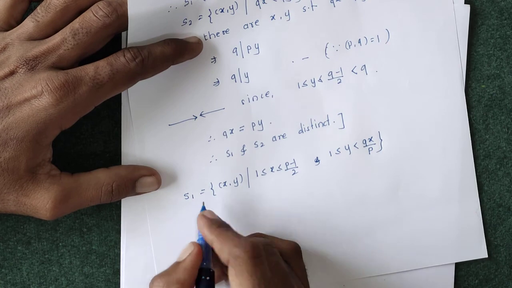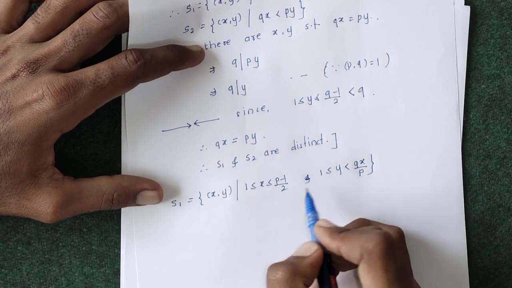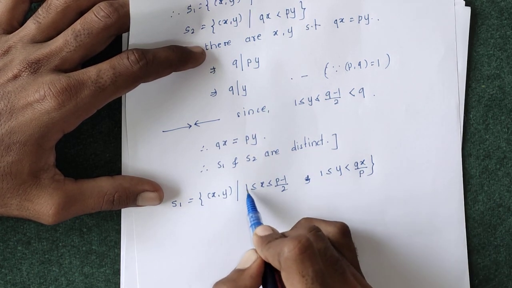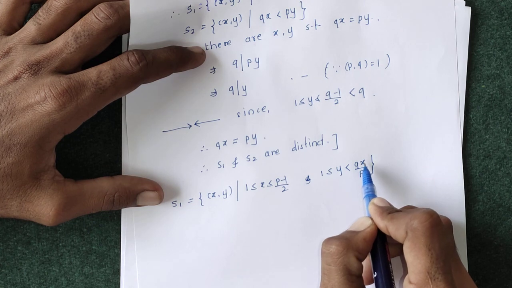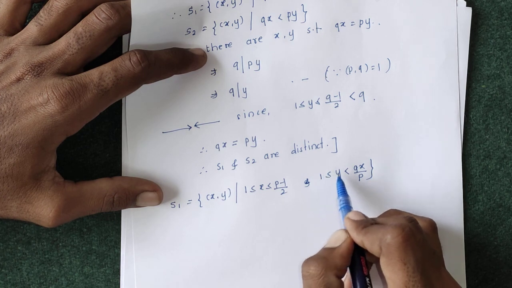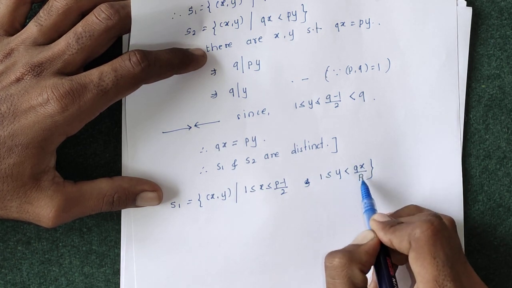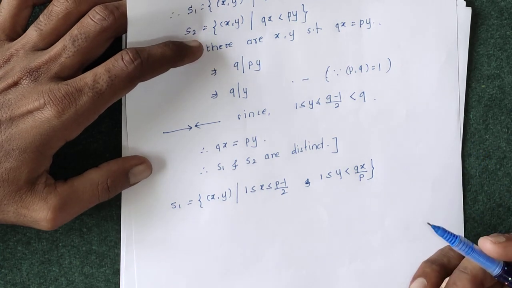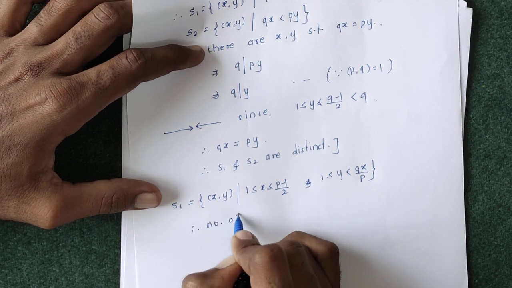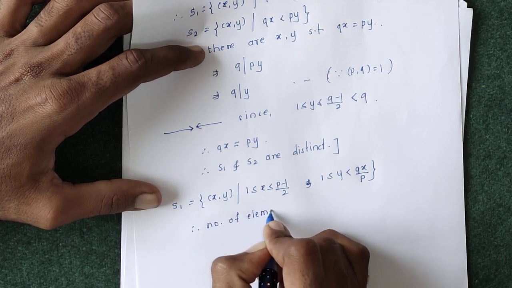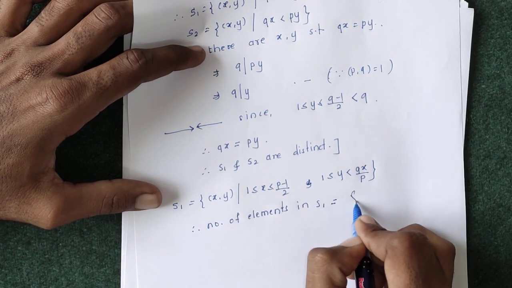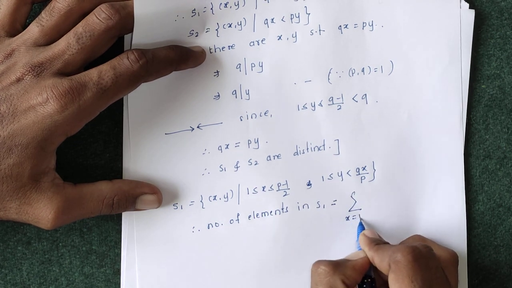This is set S1. Now the total number of elements in this set S1 is just this summation. If we vary x in between 1 to P minus 1 by 2, then y depends on x. If the value of x is equal to 1, then 1 is less than or equal to y, y is less than or equal to Q by P. So Q by P may be a rational number. So therefore we can find the number of elements in the set S1 as just the summation of x varying from 1 to (P minus 1) by 2.